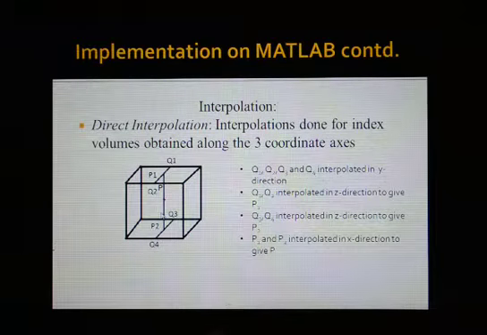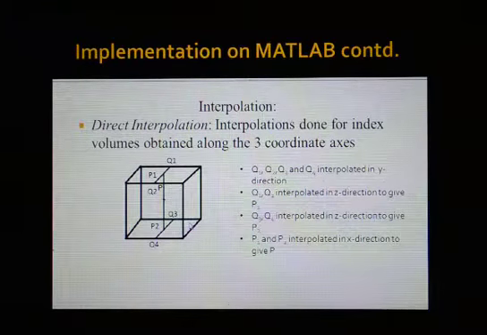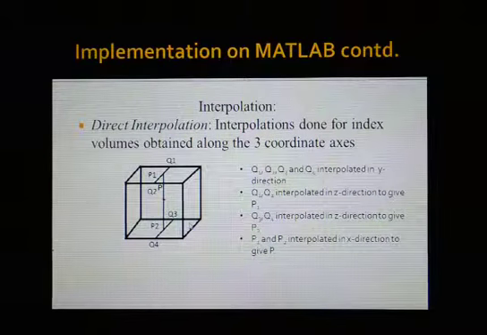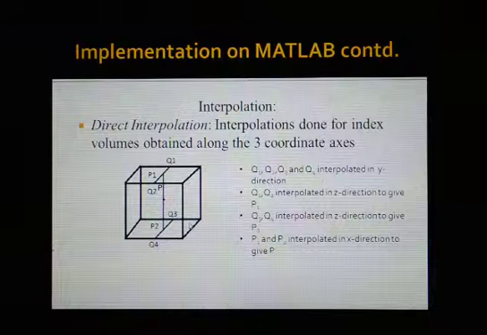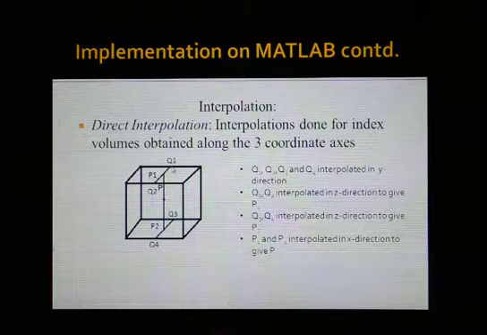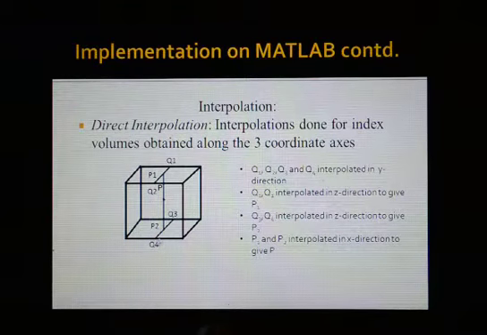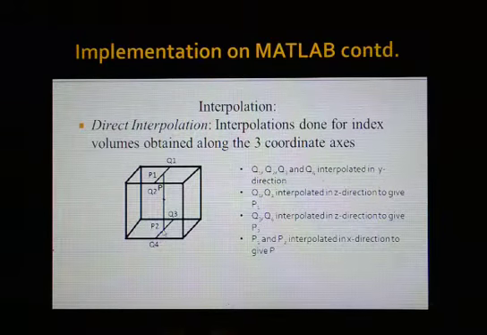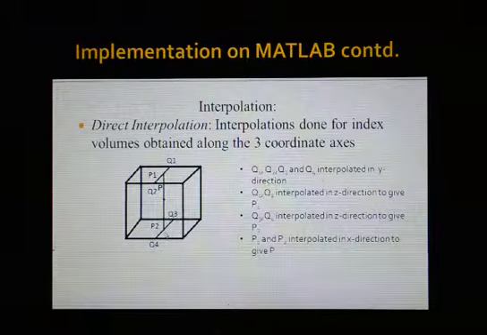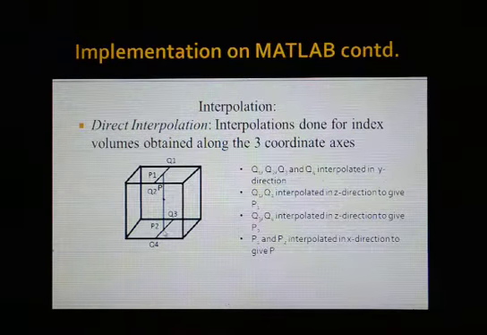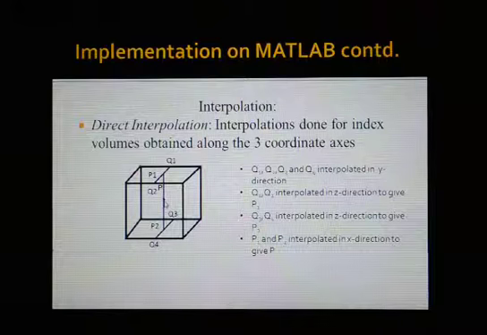Now Q1, Q2, Q3 and Q4 will be interpolated in the y direction using the index volume as computed in the previous section for the y-axis for that interval. Now using the interpolated values of Q1 and Q2, P1 can be interpolated in the z direction, and using Q3 and Q4, P2 can be interpolated in the z direction. Now using the values of P1 and P2 thus obtained, the value of P can be interpolated in the x direction with the index volume for that interval.